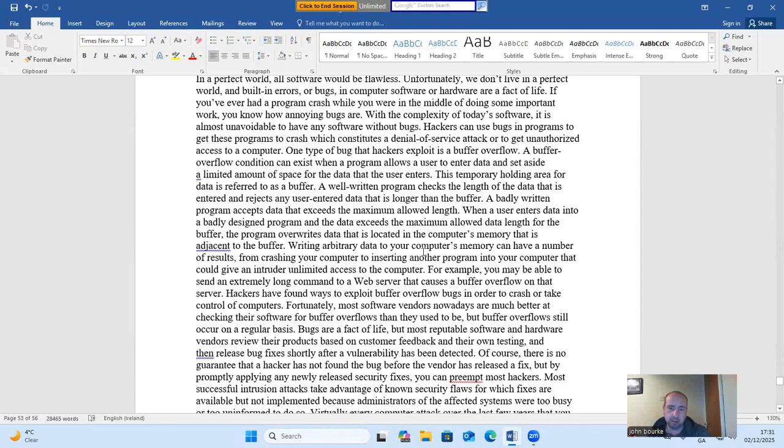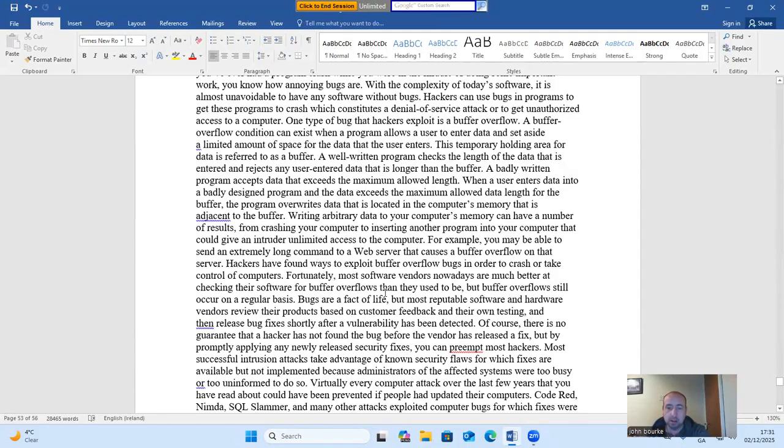Writing arbitrary data to your computer's memory can have a number of results, from crashing your computer to inserting another program into your computer that could give an intruder unlimited access to the computer. For example, you may be able to send an extremely long command to a web server that causes a buffer overflow on that server. Hackers have found ways to exploit buffer overflow bugs in order to crash or take control of computers. Fortunately, most software vendors nowadays are much better at checking their software for buffer overflows than they used to be, but buffer overflows still occur on a regular basis.